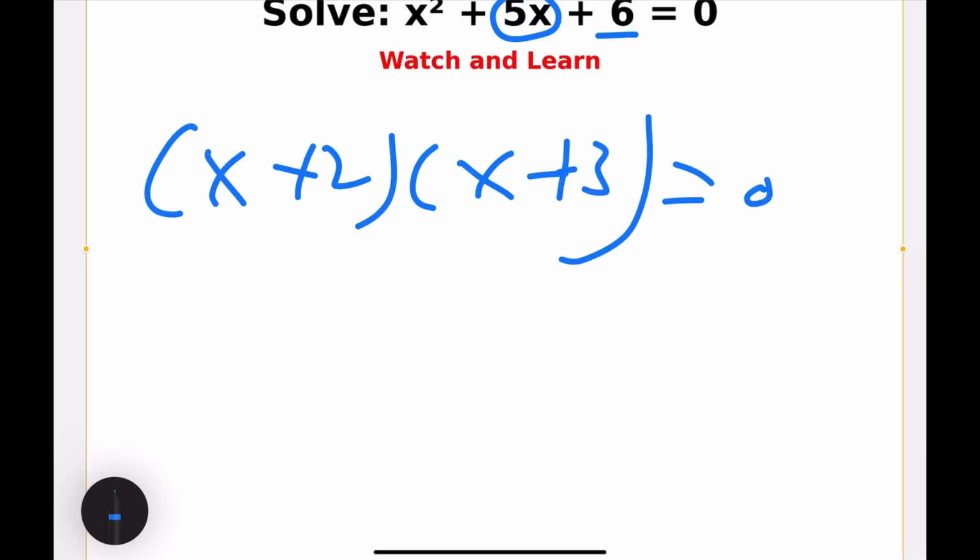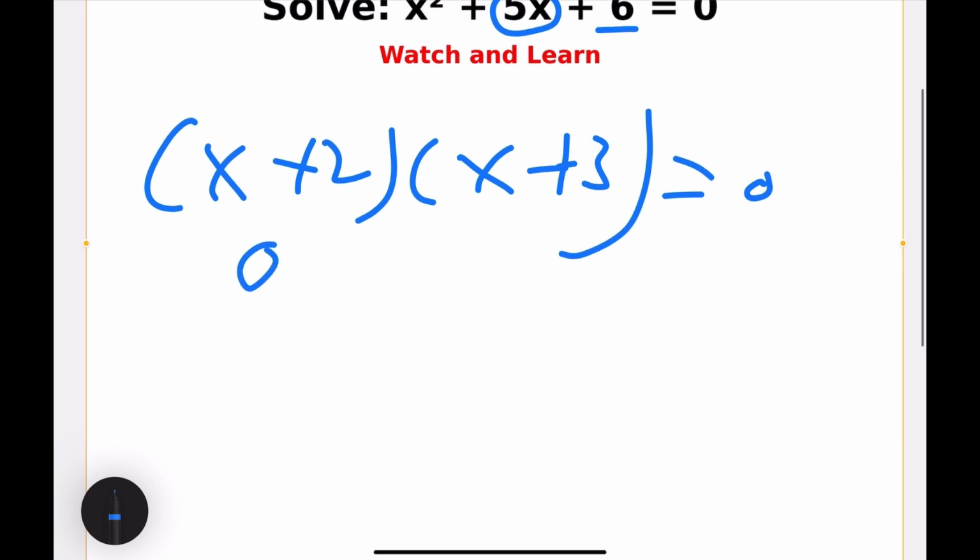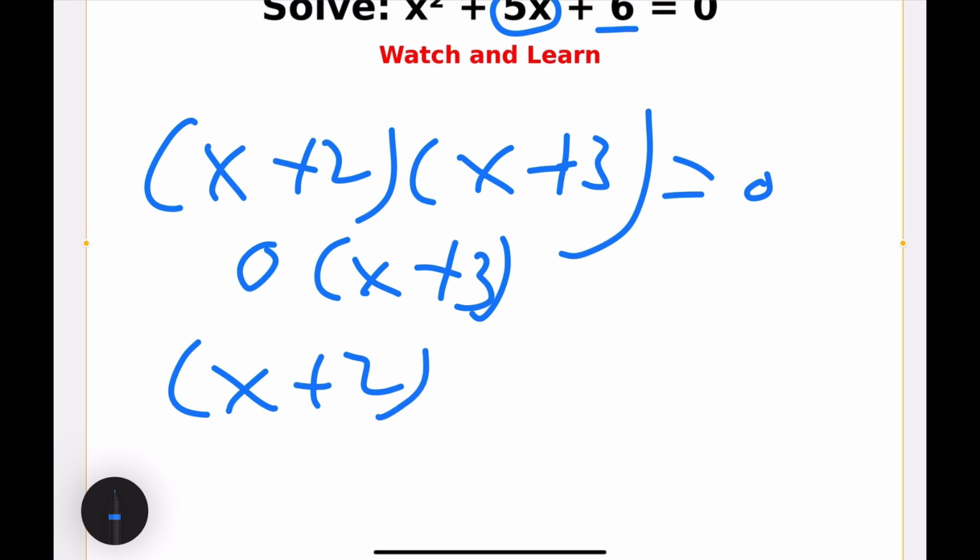So now we need one of the brackets to equal 0, because if this bracket was 0, then we'd have 0 multiplied by x plus 3, and that would make 0. The same way, if the bracket on the right was equal to 0, we'd have x plus 2 multiplied by 0, which is also 0. So when any of the brackets are equal to 0, the answer is going to be 0. So we need to work out what x is going to be when each bracket is 0.